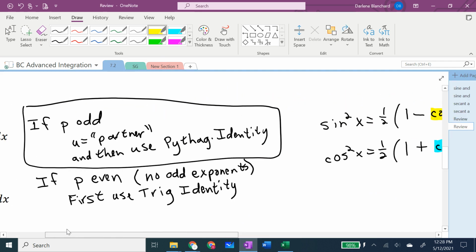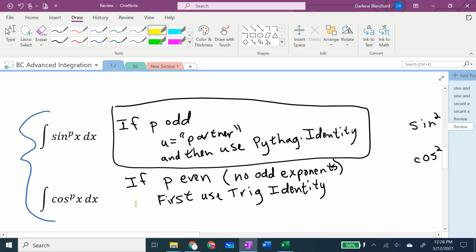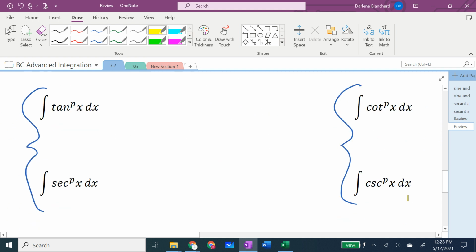Now, that was just the sine cosine pair. Now we have the tangent secant pair. With tangent specifically, we're hoping to find p be odd. If p is odd, we're going to do a u substitution where u is its partner. And in this situation, who is tangent's partner? Secant.